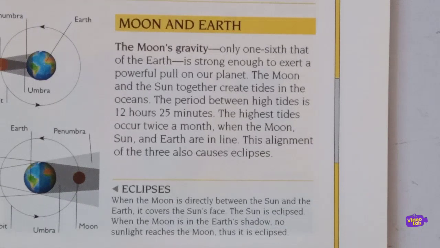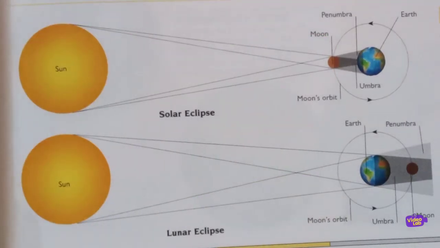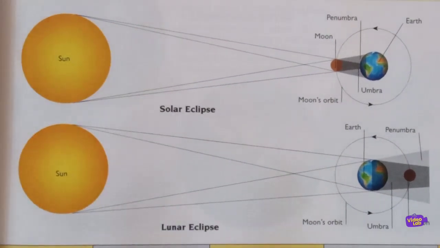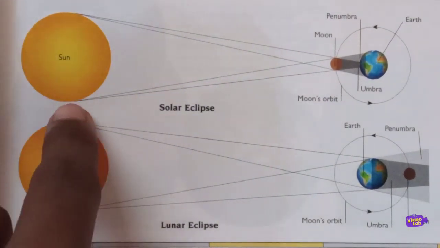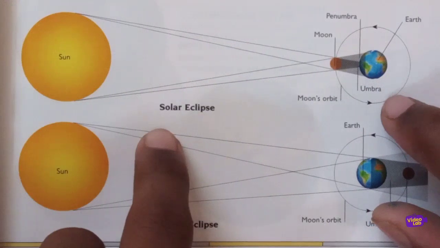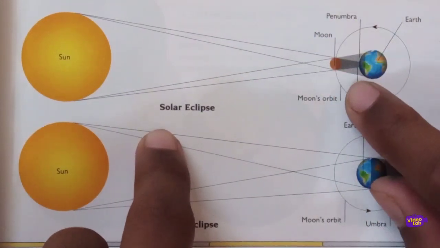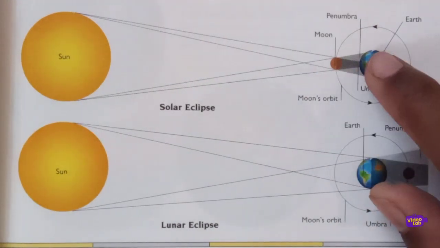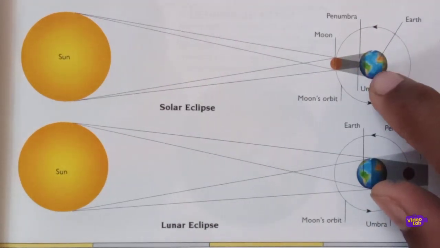Now we will learn about eclipses. When the moon is directly between the sun and the earth, it covers the sun's face. The moon is eclipsed when it is in the earth's shadow. No sunlight reaches the moon, thus it is eclipsed. Here we have given you two diagrams. In this diagram, the sun is the main source of light. In a solar eclipse, the moon comes in between the sun and the earth, and its orbit is shown here. It's the moon's orbit, and the moon's shadow falls on a part of the earth, thus forming a solar eclipse.